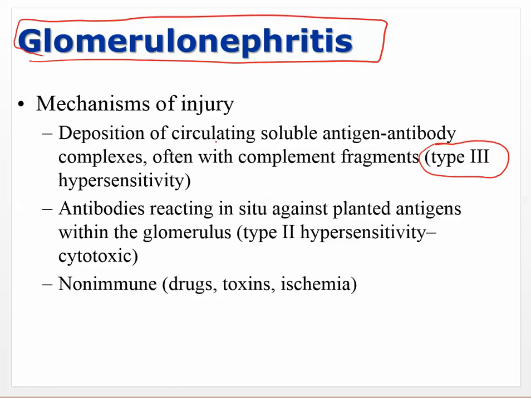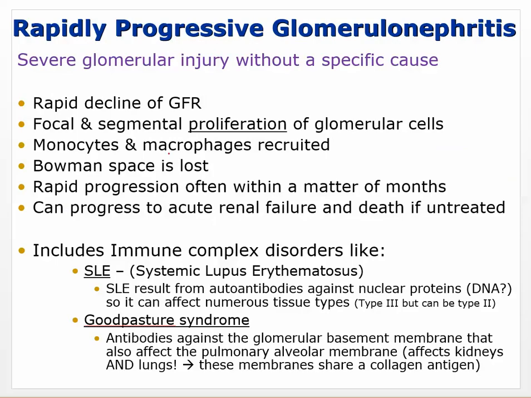So the mechanism is that it can be what we just looked at, either soluble antigen-antibodies coming and collecting on the wall of the glomerulus, or it could be this direct attack, so antibodies reacting on specific antigens on the glomerulus. Or it could be non-immune. That's another choice. Toxins, things like that. Ischemia. So first of all, we're going to talk about rapidly progressive glomerulonephritis.